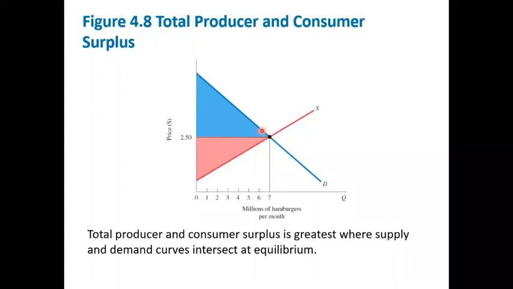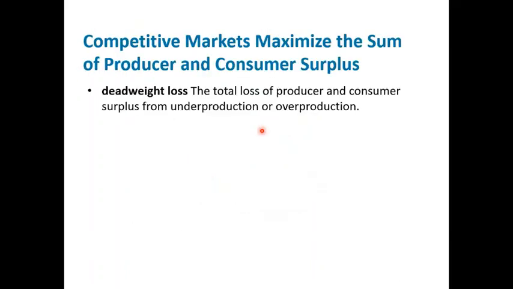Okay, so for our action adventure section of this lecture, we have Batman, consumer surplus. We have the sidekick Robin, producer surplus. Now we're going to need what every action adventure movie needs, the villain, deadweight loss. Deadweight loss is the loss of producer and/or consumer surplus from either underproduction or overproduction.